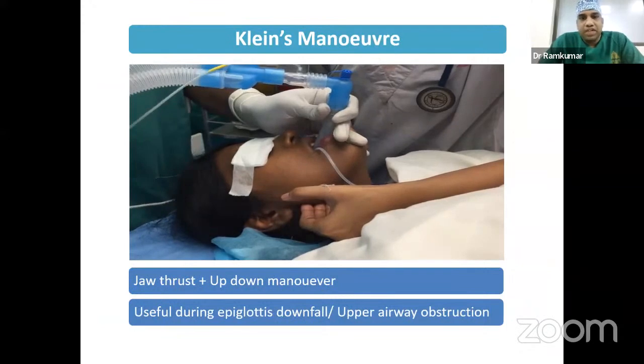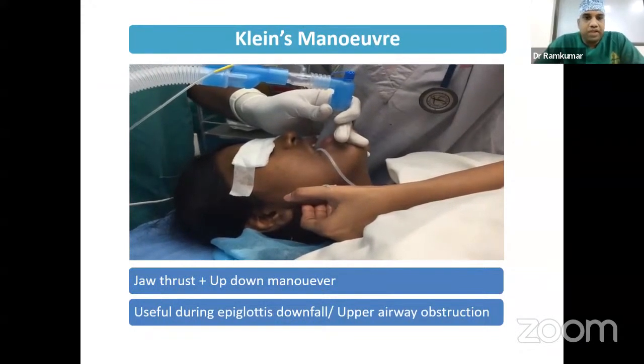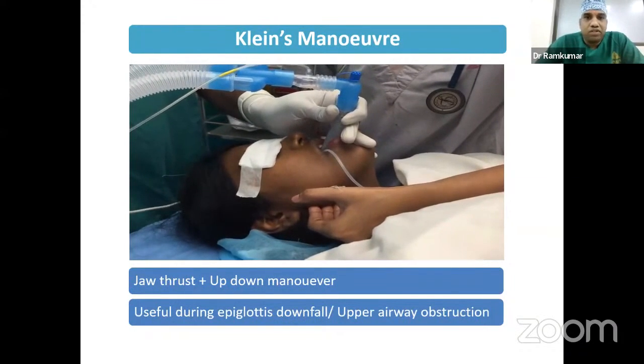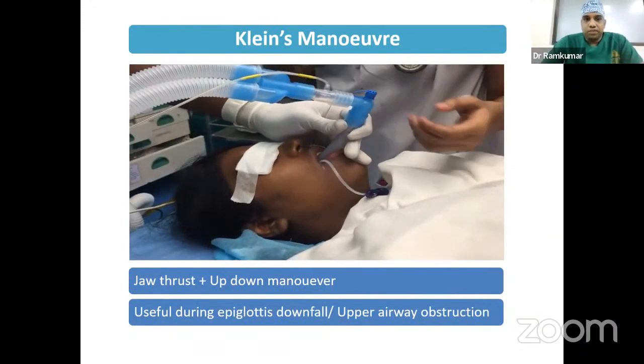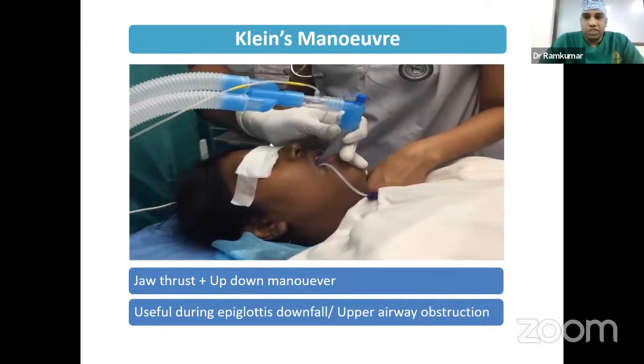So the ventilation is good. If you want, that's a place to intubate as well, if you don't have a fiber optic bronchoscope to guide your intubation. This is called the Chandy maneuver. That is, the use of jaw thrust with an up and down maneuver.